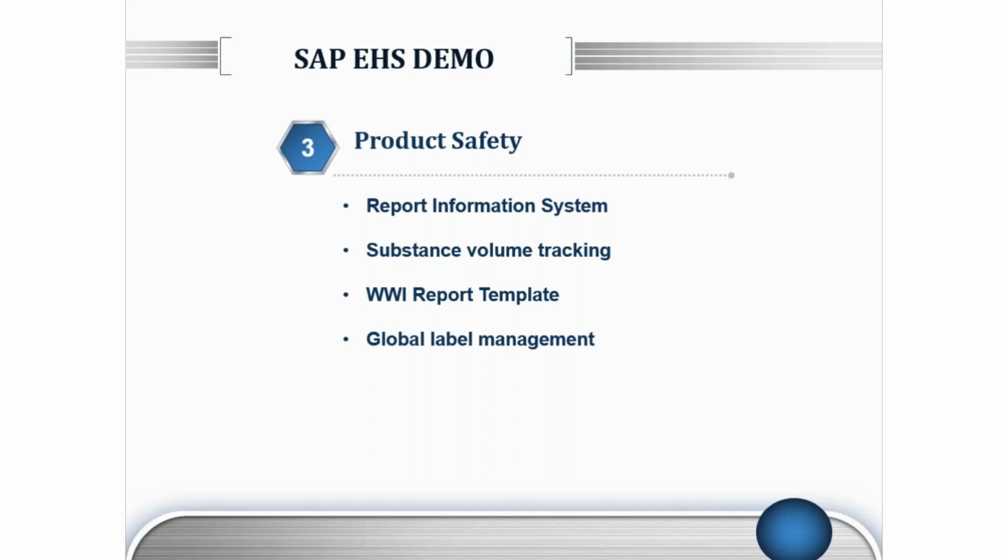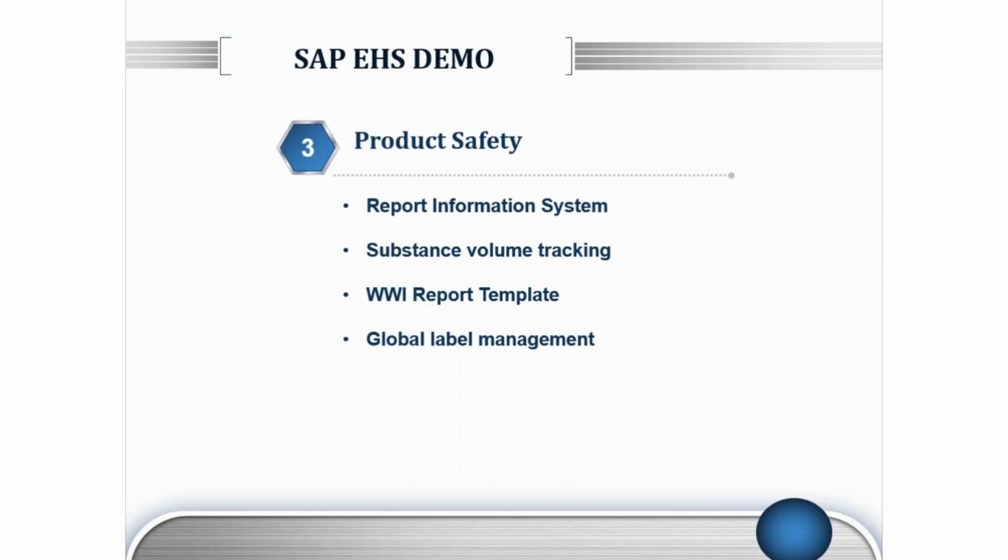We'll see in this the report information system, which is again related to reports: the kind of reports we can generate, how we share those reports, how we manage the reports, and what kind of check happens when you create the report. Those things I'll tell you in the report information system. Substance volume tracking is, as I told you, about the quantity of the hazardous substance. It should be checked automatically by the system. That function will be performed by substance volume tracking.